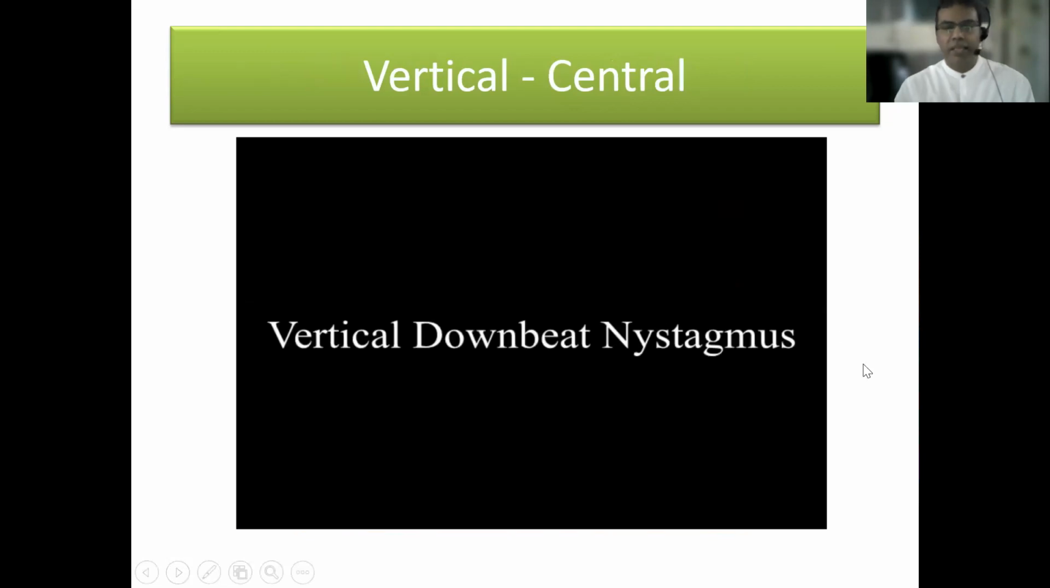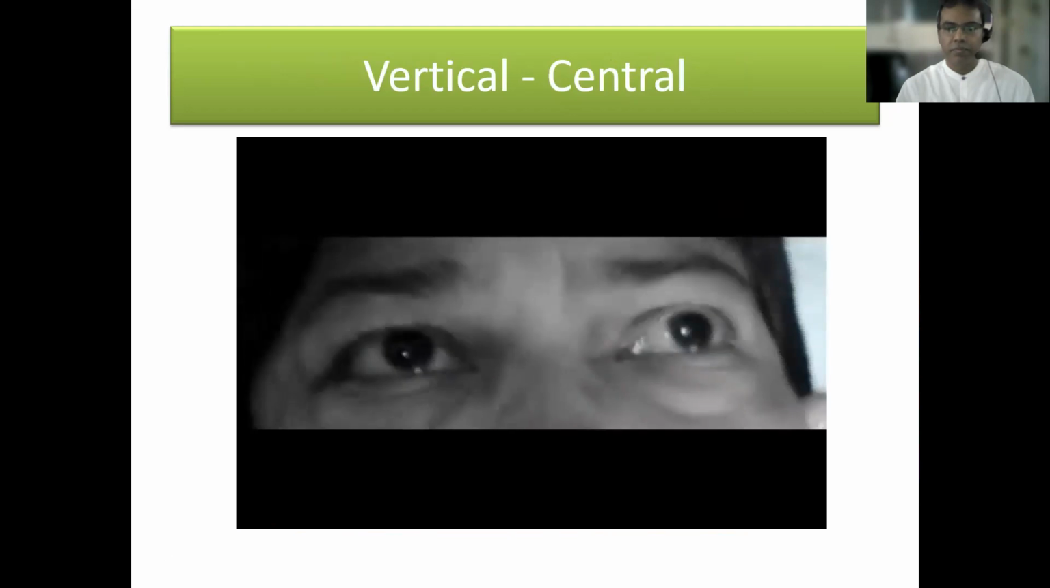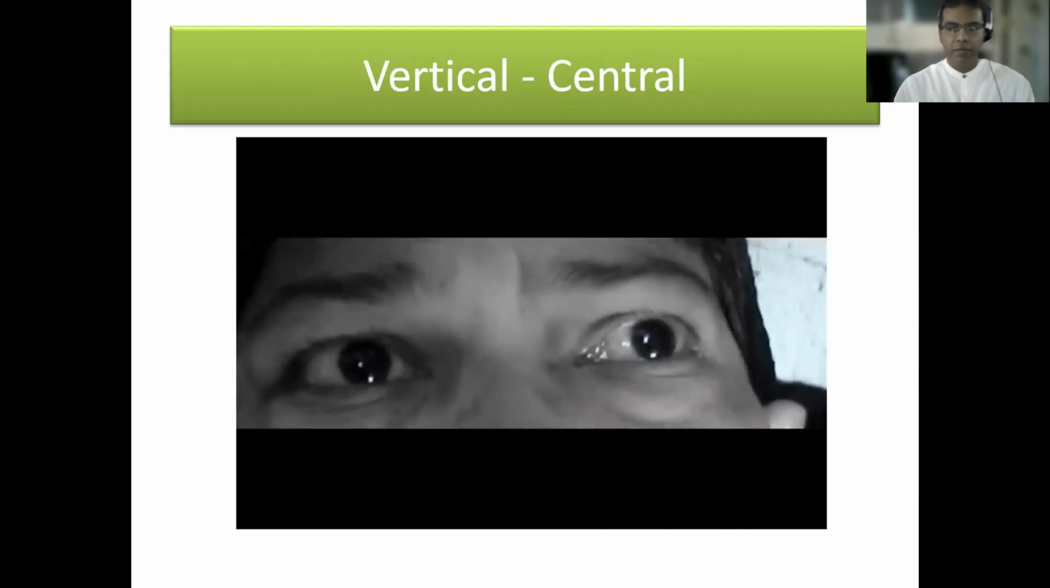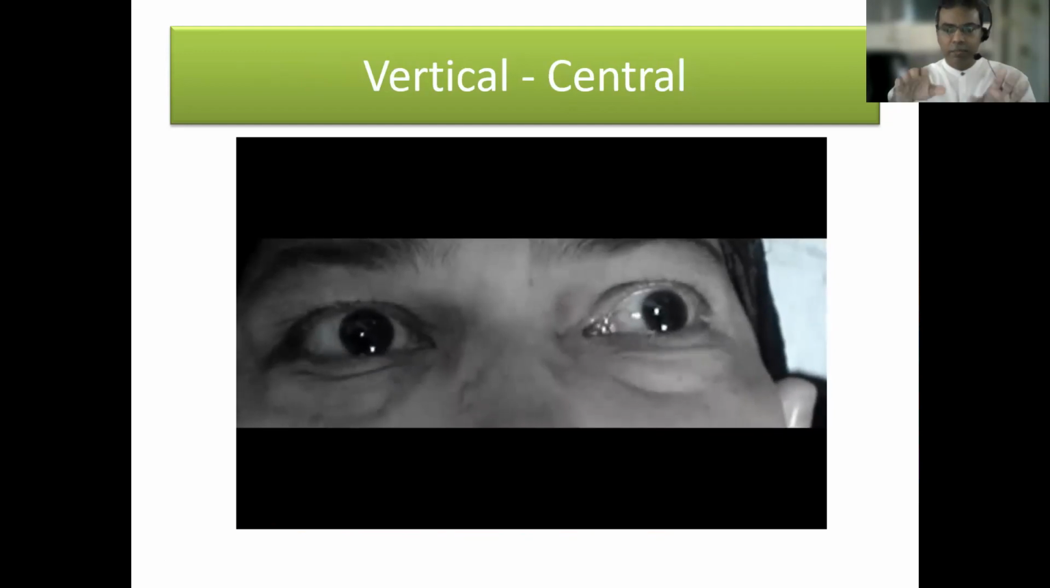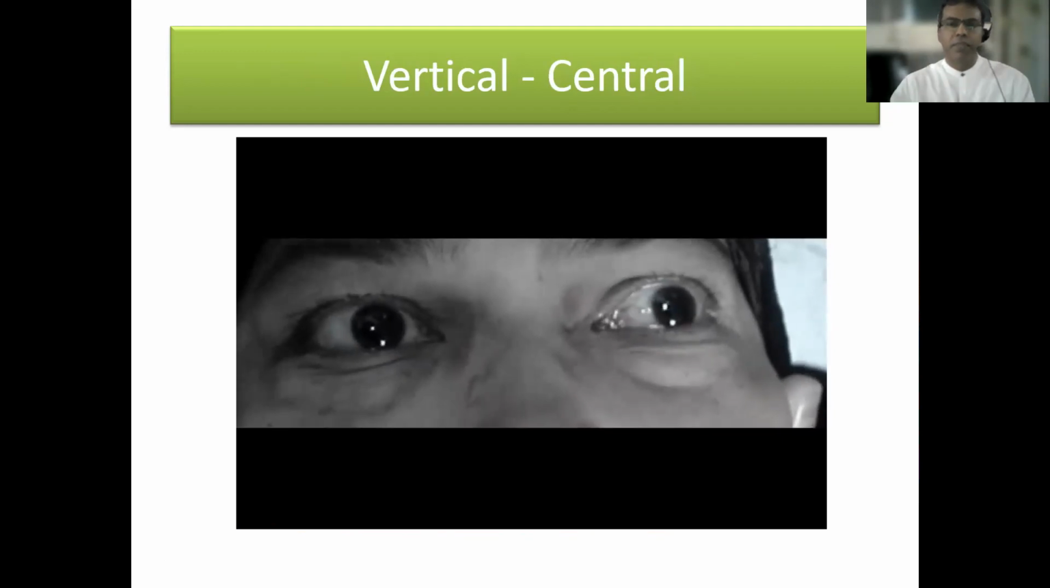Now, if you see something like this in a patient, here we see it's a vertical nystagmus. It beats from up to down. So the moment you see a patient with a vertical nystagmus, this is not a peripheral disorder. It usually signifies a central problem.